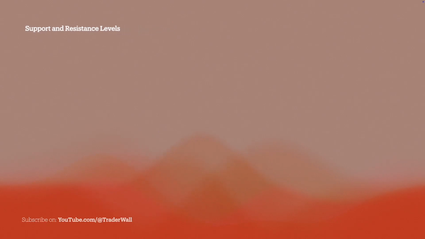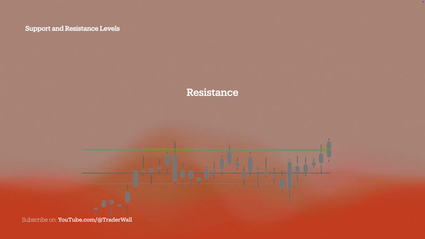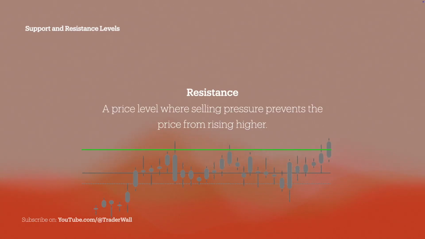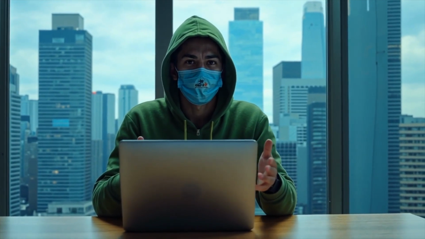Support and resistance levels. Support and resistance are crucial concepts in technical analysis. Support. A price level where demand is strong enough to prevent the price from falling further. Resistance. A price level where selling pressure prevents the price from rising higher. Traders use tools like Fibonacci retracement and pivot points to identify these levels. These markers help in deciding entry and exit points for trades.